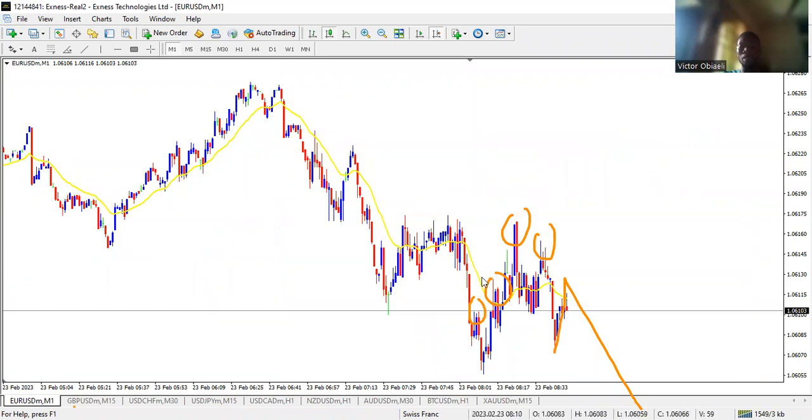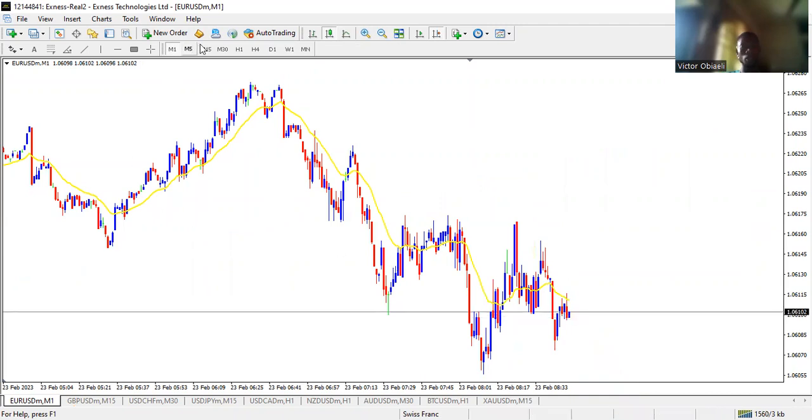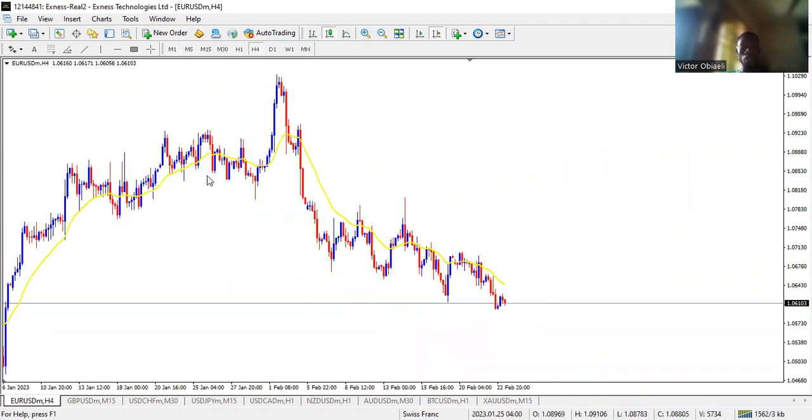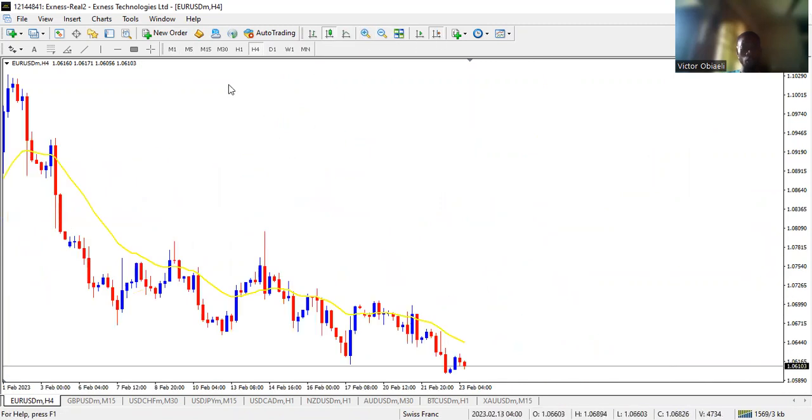Now, exiting the market position. This is the middle close bar I talked about. Let me go to 4 hours. Look at it. This is the middle close bar I talk about. When I see something like this, I come out of the trade.